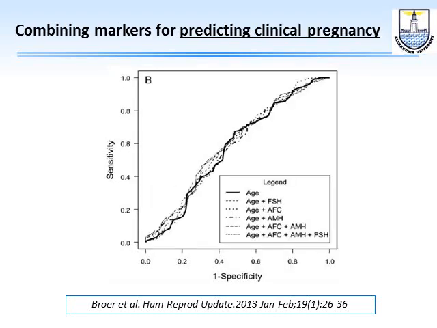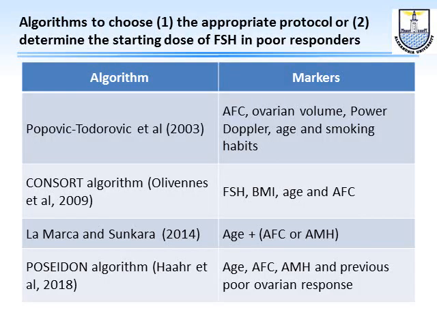But of course, trying to predict clinical pregnancy, as we said before, is not that easy, because pregnancy does not only depend on the ovarian response. You may have an excellent response, but the patient does not become pregnant because you had a problem during embryo transfer. Luteal phase support is not the same, endometrial receptivity is not the same for all patients. So these are the different combinations that people have used, and they have used them for two things. Number one, to choose the appropriate protocol, and number two, to determine the starting dose of FSH.